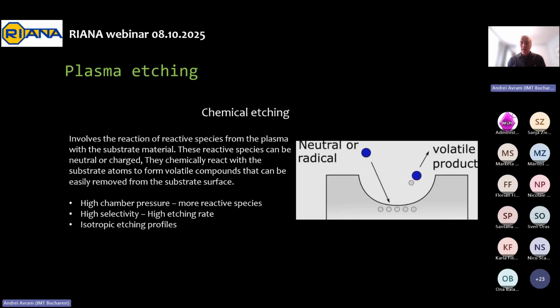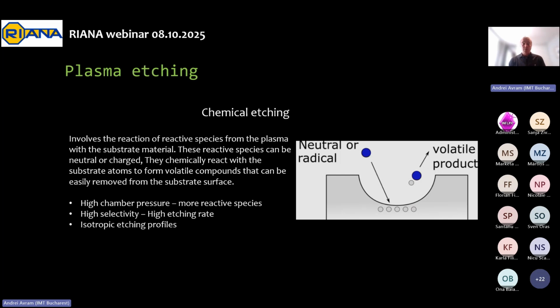Chemical etching is the opposite. So instead of using the ions, we use the neutral elements in the plasma or the radicals. The radicals are the neutral elements that are highly excited. And what they do is they just interact with the film we want to pattern, create volatile products, which are then released inside the plasma or through the vacuum system of the tool.